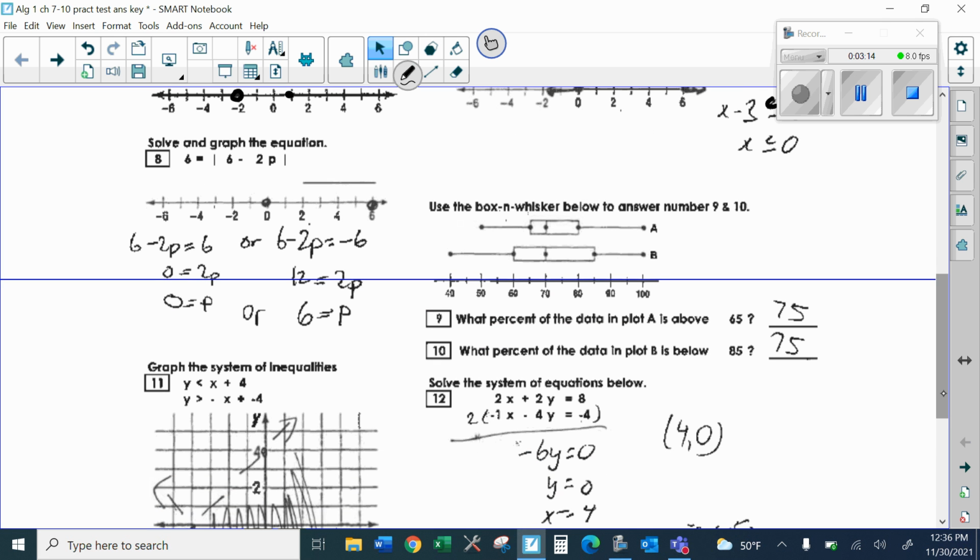Number 8, again, absolute value, so 2 answers. Okay, whenever there's an equal sign, it's always or. First one, just take off the absolute value and solve, which is on the left side here. And so p is 0. The right side, the second one, we make it -6. So that's what you see right here, and then solve it, and you get p equals 6. So your answers are 0 or 6.